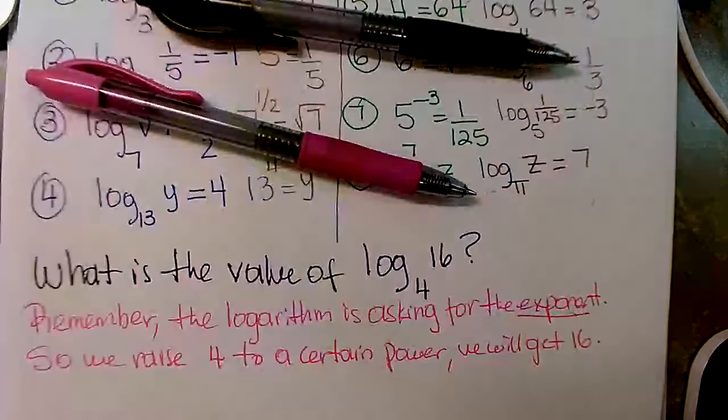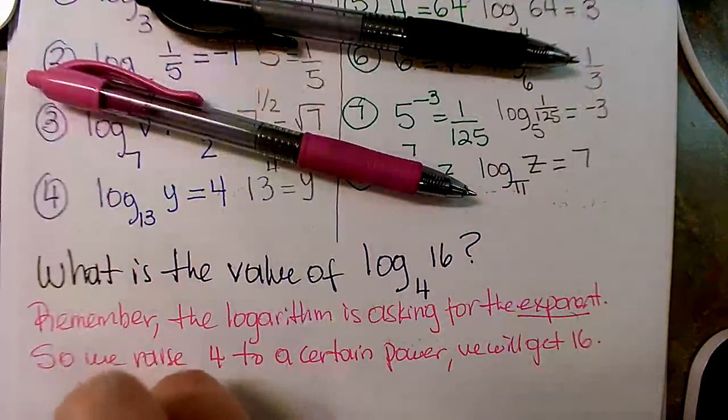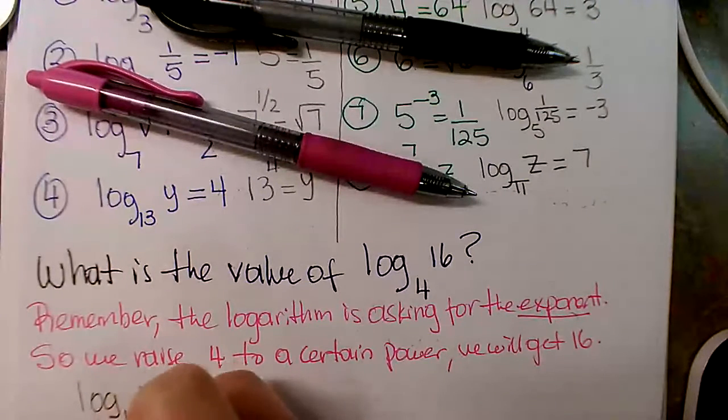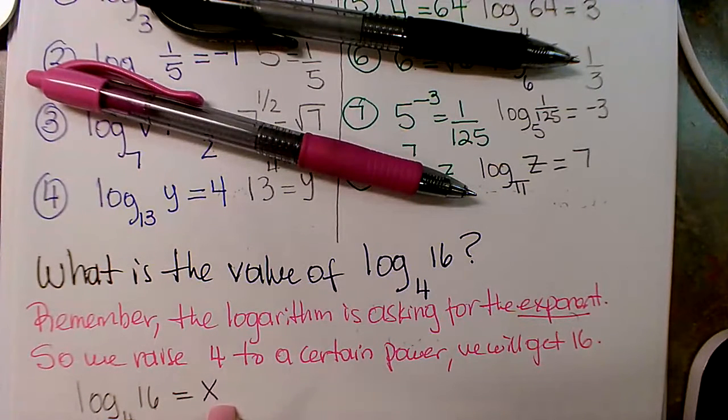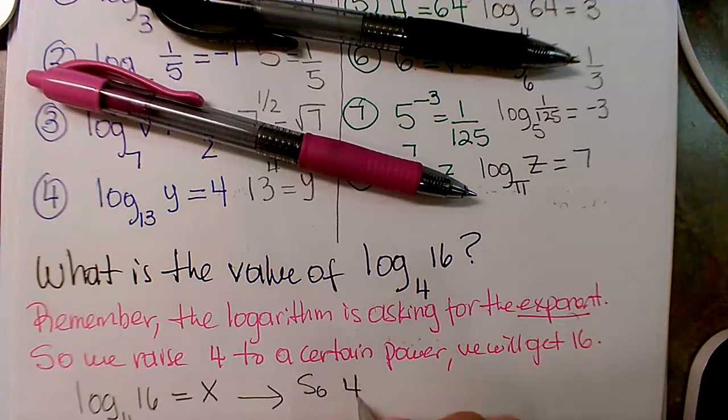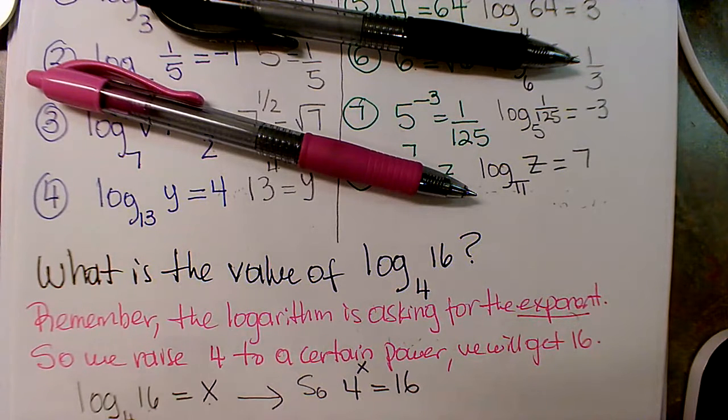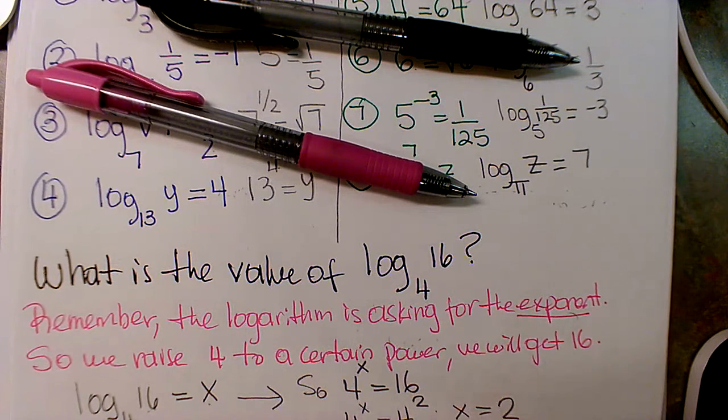So that's going to be log, I don't have it here, right? So 4 raised to the x power is going to be equal to 16, right? That's how we changed from logarithmic form to exponential. So what do we have here? And this gives us a what? X equal to 2.